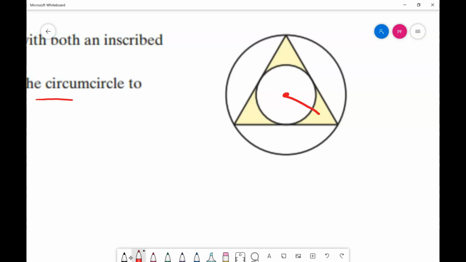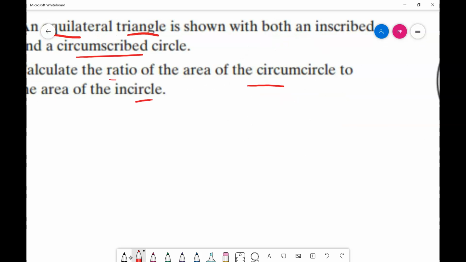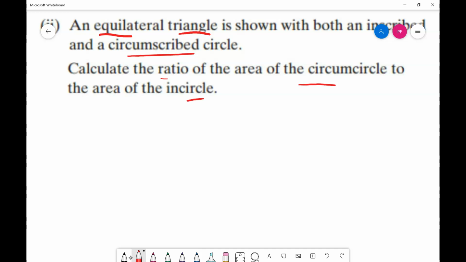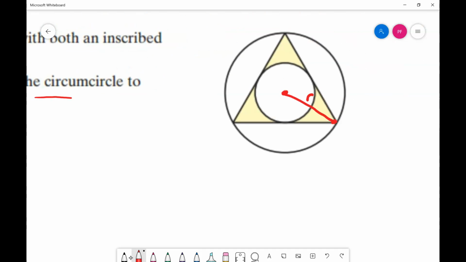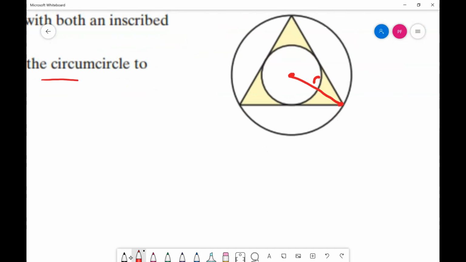So we know the distance from here to here is obviously r. So I'm looking for the ratio of the area of the outside circle to the inner circle. Okay, so let's call that R1, the outside circle. So the area of the outside circle is equal to pi times R1 squared.